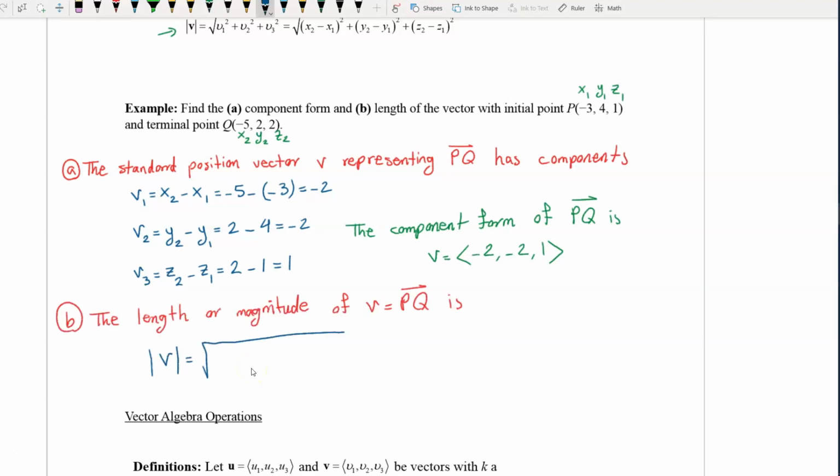Now for part B, the length or magnitude of V, this is from P to Q, is equal to the square root of what we had for our components. Here is negative 2 squared plus negative 2 squared plus 1 squared. So this is equal to the square root of 4 plus 4 plus 1. So this is 9, the square root of 9. It is equal to 3.